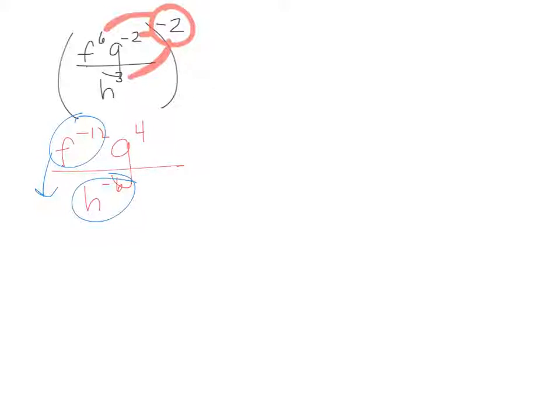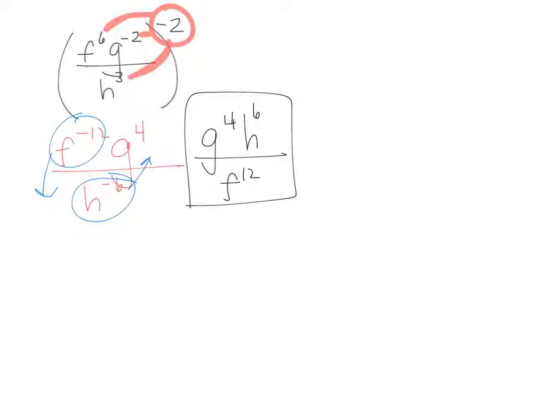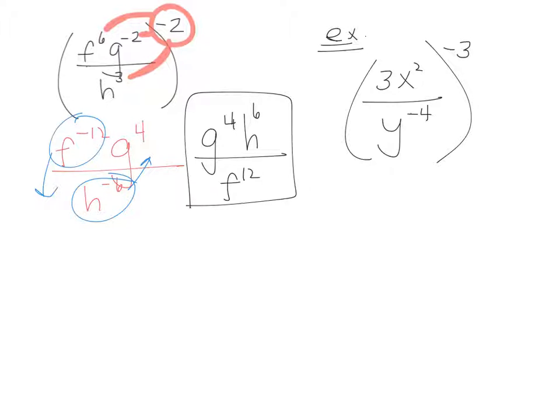Circle my negative exponents and move them. G to the 4th, h to the 6th, over f to the 12th. I know I'm done because I have no negative exponents and because f, g, and h are all seen once. Let's do one more and then I'll make it super complicated for one last question. 3x to the 2nd over y to the negative 4, and this is all raised to the negative 3rd power. Pause this video, attempt this problem. When you're done, unpause, we'll go over it.